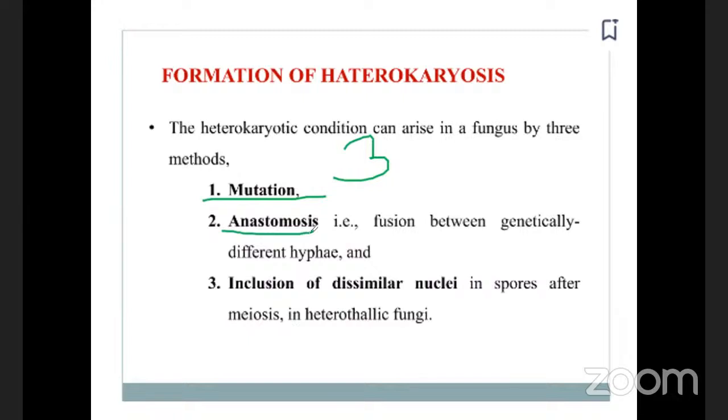Anastomosis means fusion between two genetically different hyphae, plus and minus hyphae fusion. That is heterothallism. Heterothallism leads to heterokaryosis, and heterokaryosis leads to parasexuality. There is an interconnecting link between heterothallism, heterokaryosis, and parasexuality. The third is inclusion of dissimilar nuclei.